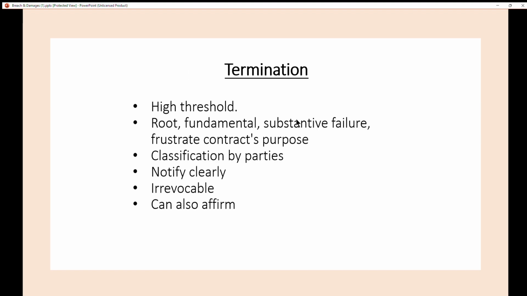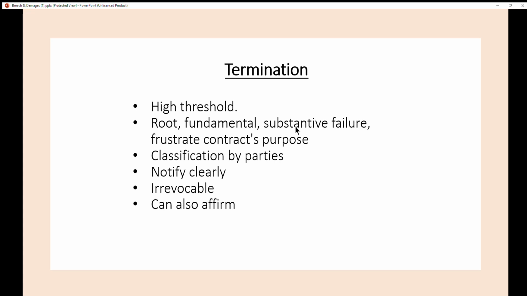So it's a serious breach, so it's a condition. So termination is a very high threshold. Courts don't want parties to break their promises. You already promised one side, and they don't want you to simply terminate. So they use words like, if the term goes to the root of the contract, it is fundamental, a substantive failure, or frustrates the contract's purpose. The whole purpose of me entering this contract is for you to do this. If you don't do this, the whole contract is useless.